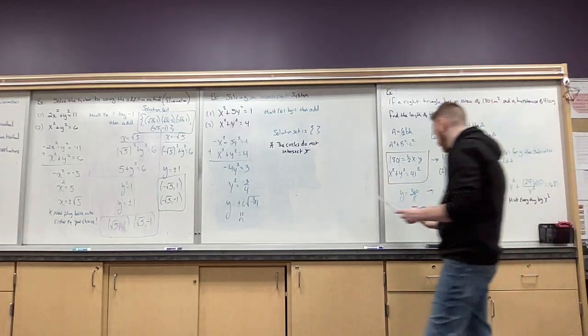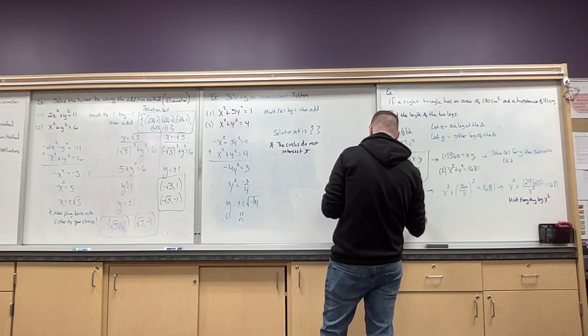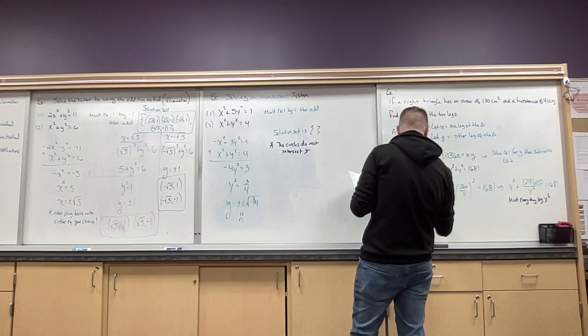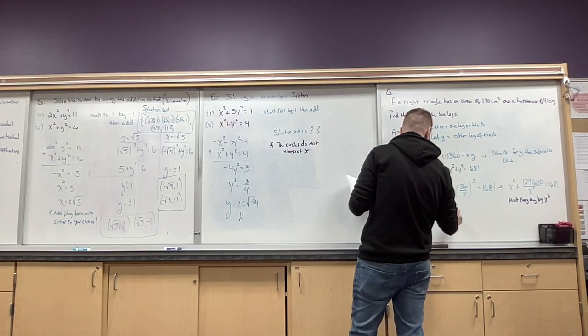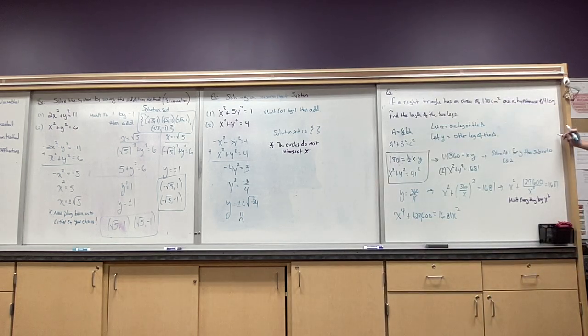So here's what we get. We get x to the 4th plus 129,600 equals, not 16, 1,681 x squared.